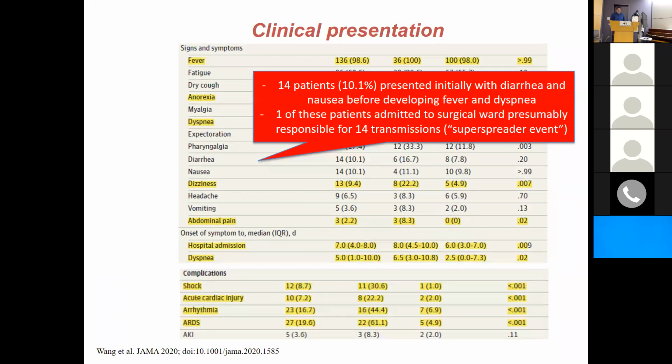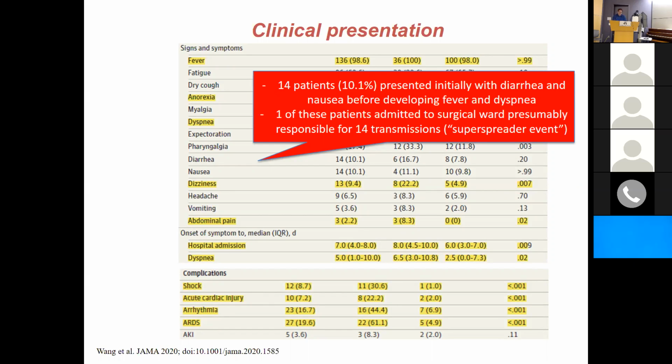In terms of symptoms, almost all patients had fevers. And when I show you the other case series, you see it really depends on your patient population how reliable fever is. Here it was super reliable with 98.6% having a fever. And then you have fatigue, dry cough, all the ARI symptoms you would expect with flu or any other respiratory virus. What this study highlighted was that there were 14 patients, so 10% of all patients, who presented initially with diarrhea and nausea before they developed fever and shortness of breath.